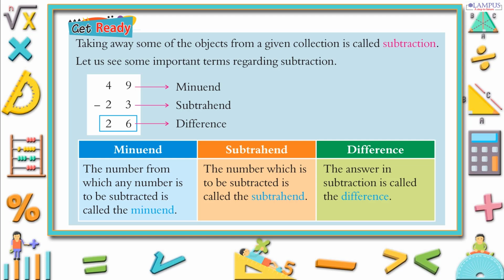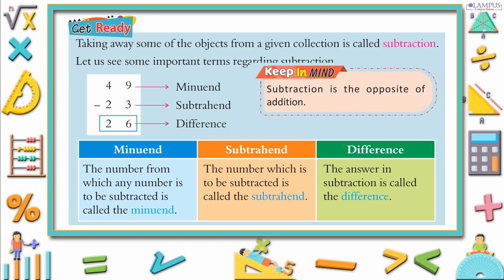49, minuend, minus 23, subtrahend, equals 26, difference. Minuend: the number from which any number is to be subtracted is called the minuend. Subtrahend: the number which is to be subtracted is called the subtrahend. Difference: the answer in subtraction is called the difference. Keep in mind, subtraction is the opposite of addition.